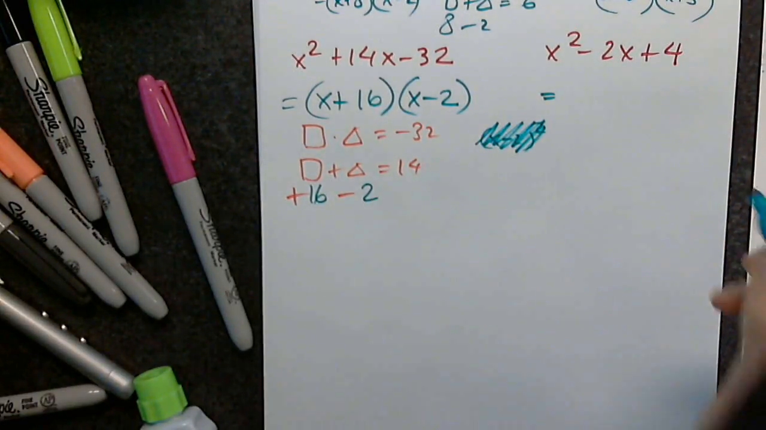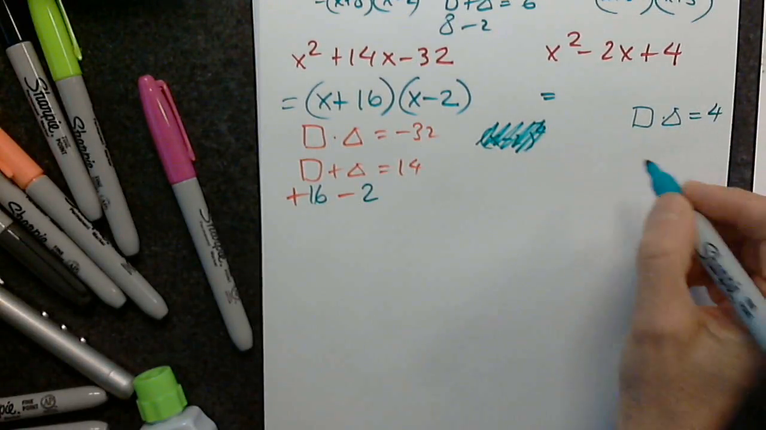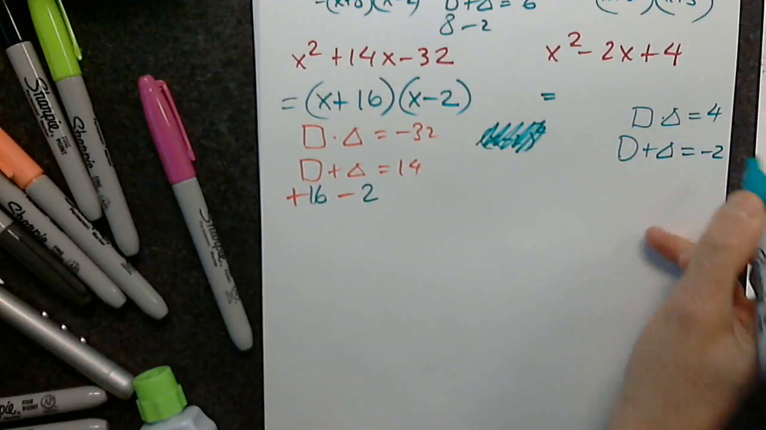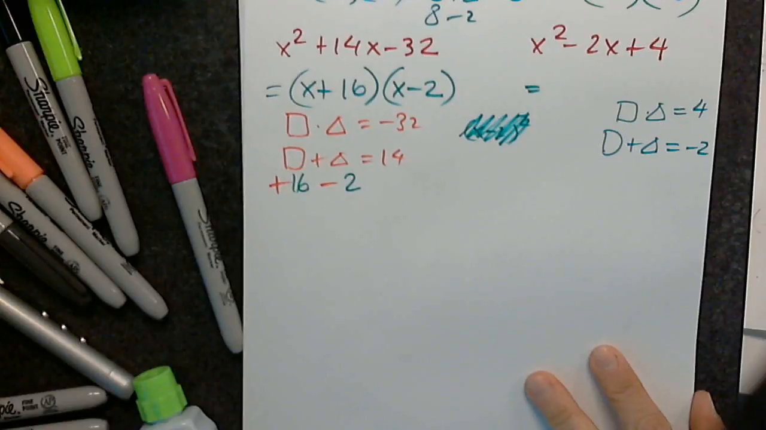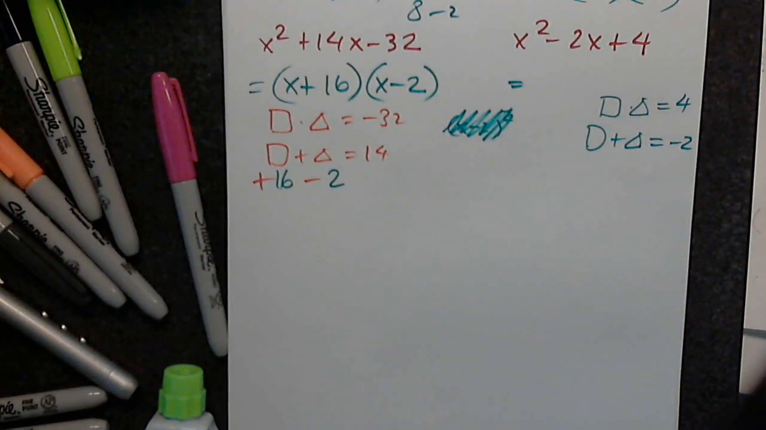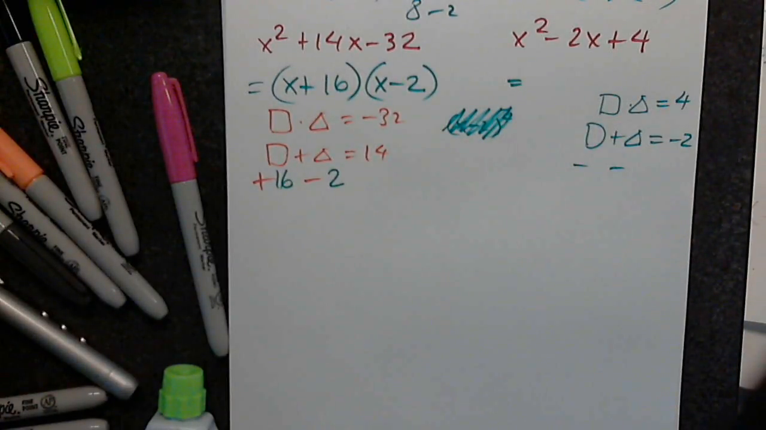So now I'm trying to find two numbers whose product is 4 and whose sum is -2. Since the product is positive, I know both numbers have to have the same sign. And their sum is -2. What sign do they have to have? Negative. We agree? They both have to be negative? Yeah. Good.